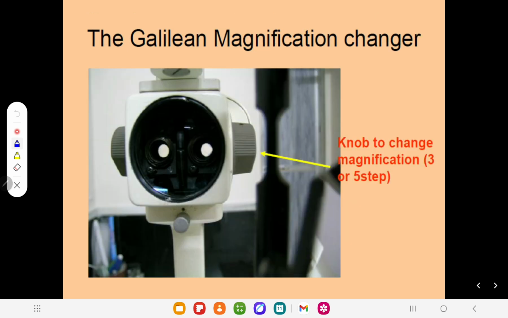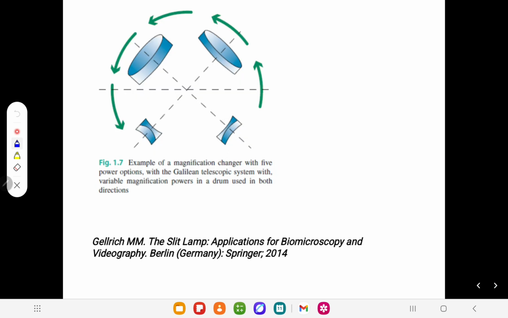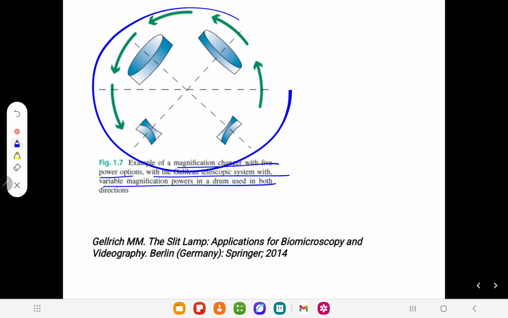This is what we normally call drum magnification, the drum type of magnification, which is basically the Galilean magnifier. It normally has 3 or 5 steps. I have seen 3 a lot in my clinical practice, which is 10x, 16x and 25x. This is an example of a magnification changer with a 5 power option in Galilean drum magnification. This is how it rotates within the system when we rotate the drum, and I have taken this picture from this book.